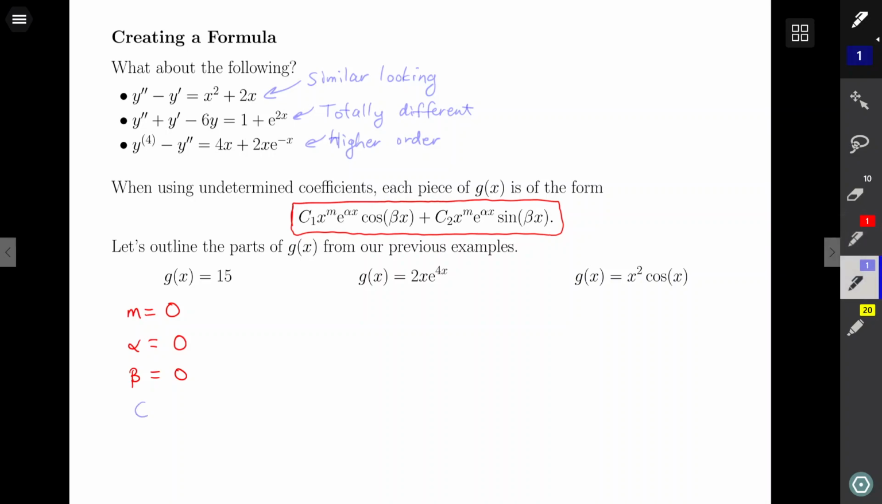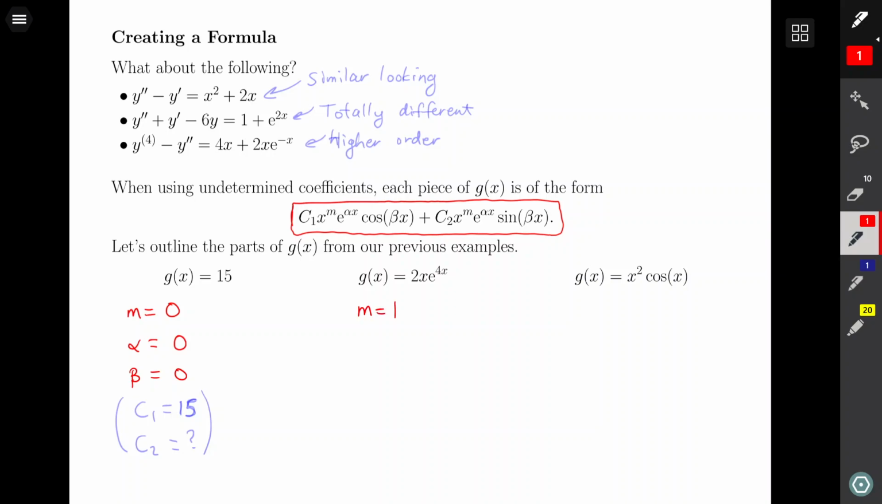In this particular case, C1 is 15. And if you notice, because beta is equal to 0, the sine portion is gone, so we don't even actually know what C2 is. But I'm putting these in parentheses because those pieces of information are actually not as important as m, alpha, and beta, as we'll see shortly. So similar thing for 2x e to the 4x. There actually is an x here, so the exponent is 1.